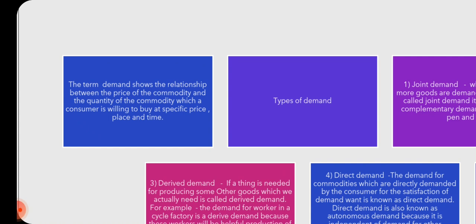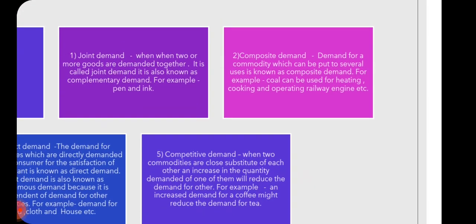What is demand? The term demand shows the relationship between the price of the commodity and the quantity of commodity which a consumer is willing to buy at specific price, place and time. In other words, we can say that anything that we actually need to satisfy a particular want is known as demand. Now we will discuss the types of demand.